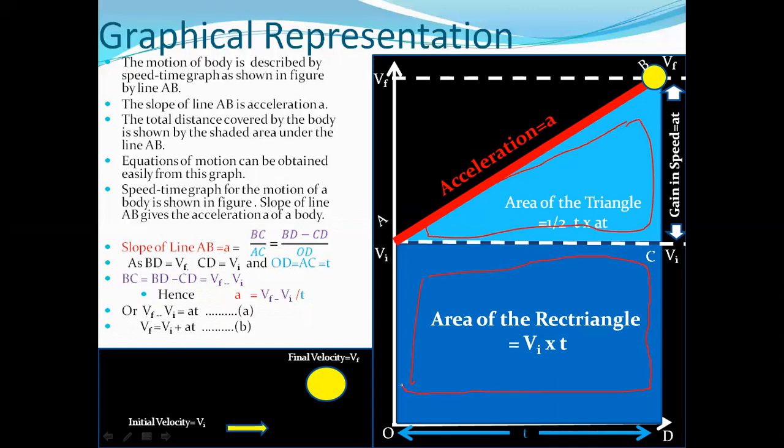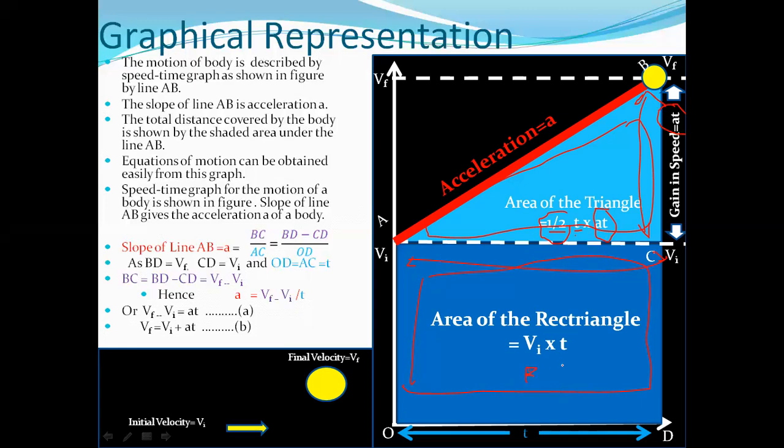rectangle. What is the formula for the area of a triangle? Half into base into height. So half we have already. Base is this much, which is equal to T, and AT was the height as shown over here. So if we put that, we have half into base into height. Similarly, in this case, the area for a rectangle is base into height.